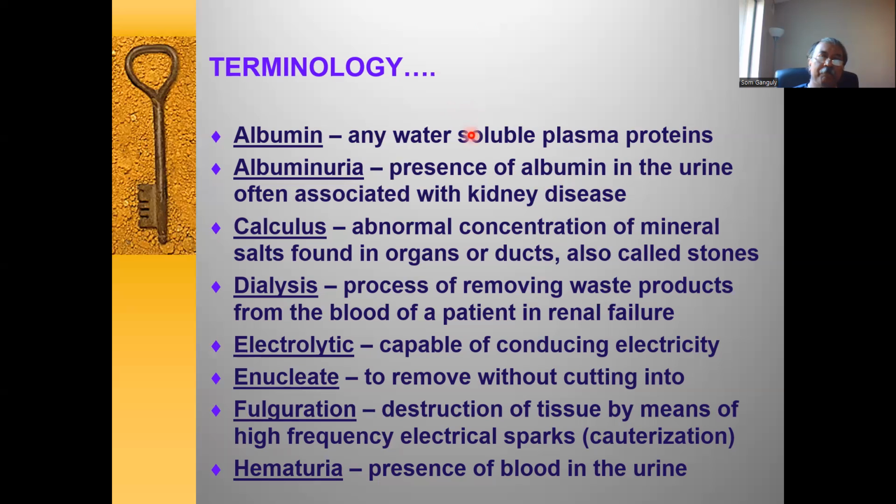Hematuria is a term associated with blood in the urine. Hemat is blood and uria is urine. So if you put together those prefix and suffix, you get hematuria. That means presence of blood in the urine.